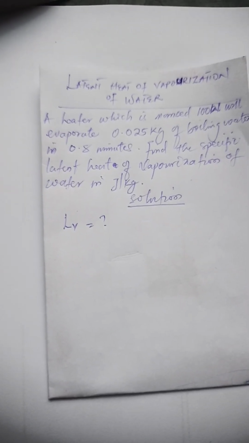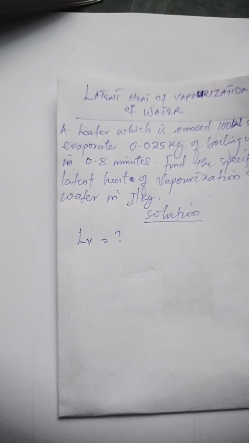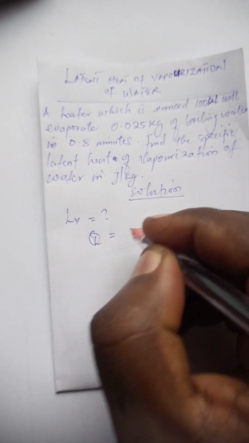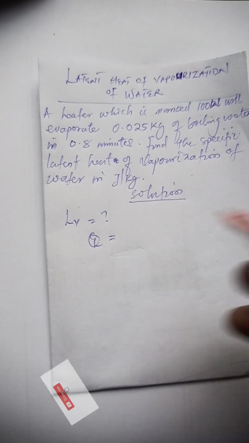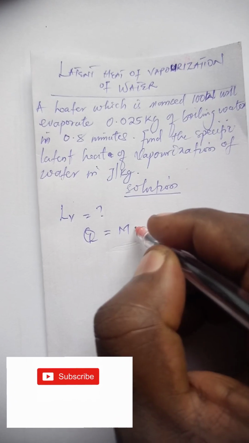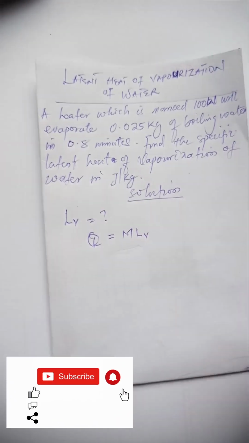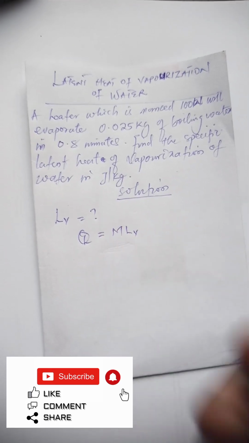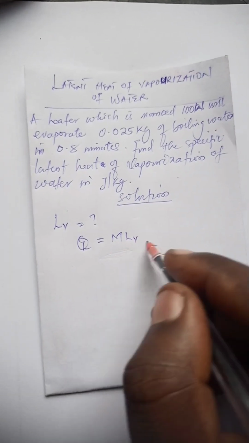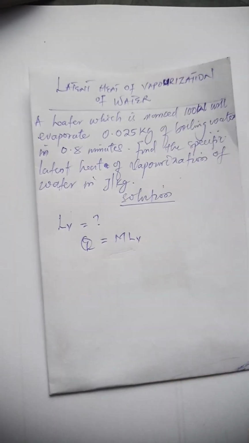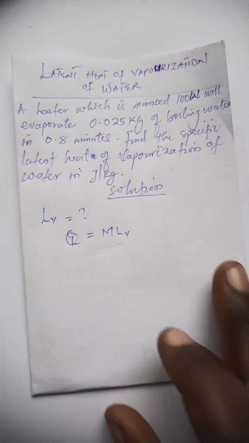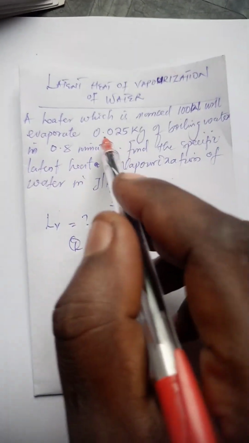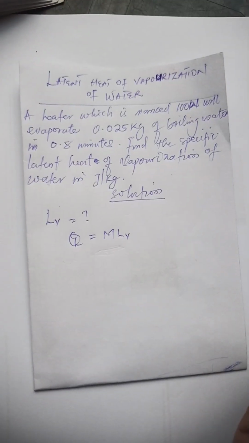Is that okay? Now we should also observe that the heat energy for latent heat of vaporization will be given as MLV. So the heat is going to be what? The mass times the specific latent heat of vaporization. Now what is given here? We have time, we also have mass, right?